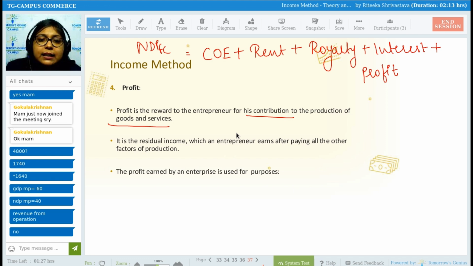So this is the same profit. It is the residual income which an entrepreneur earns after paying all the factors of production. Profit earned by an enterprise is used for different purposes.